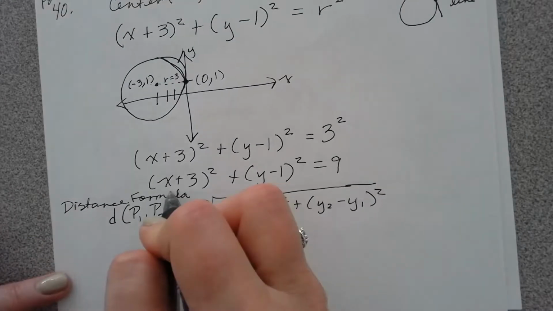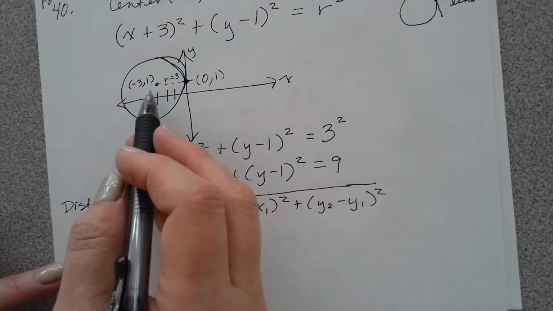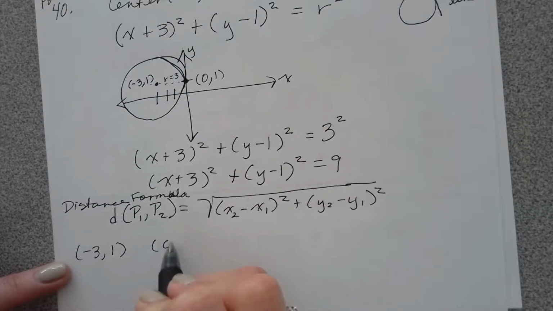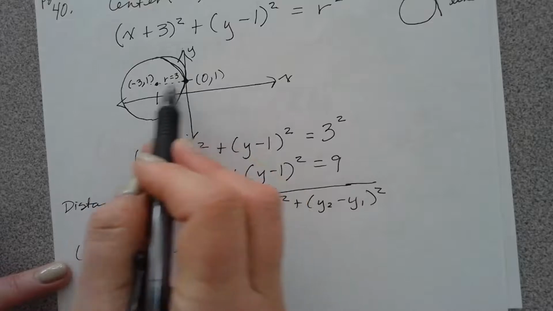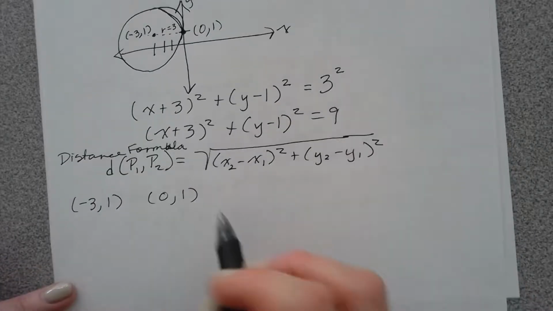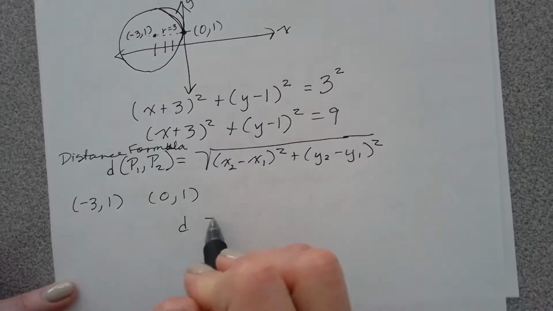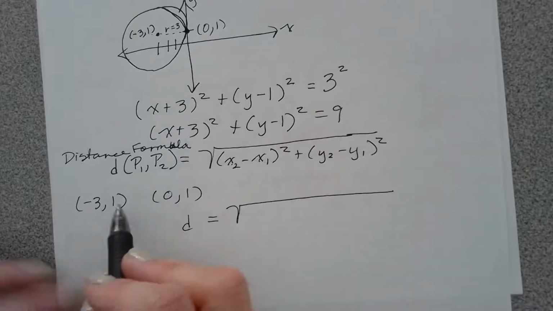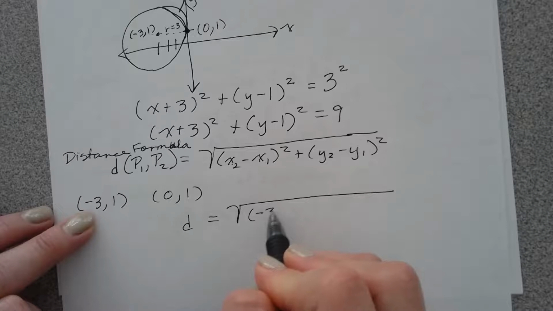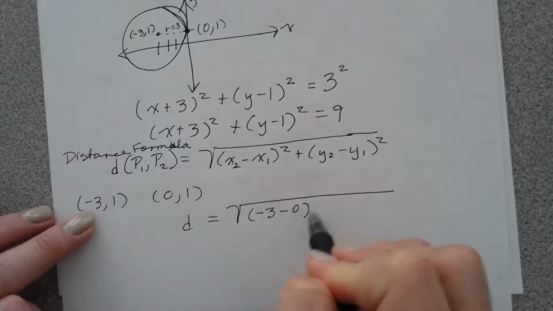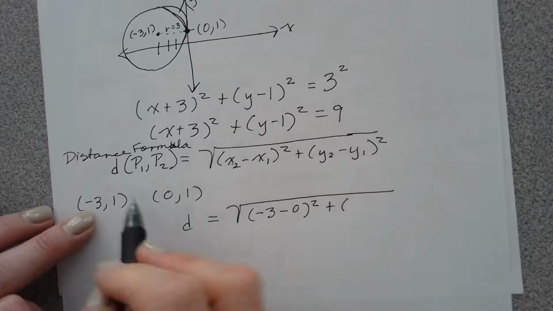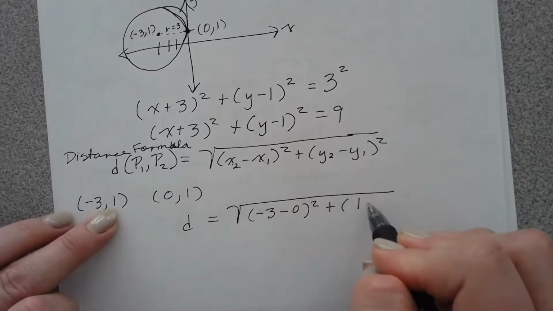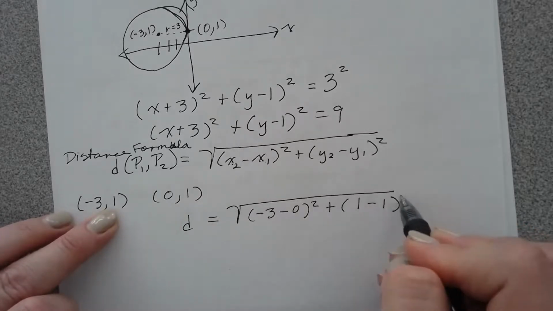Okay, so in this case, our 2 points are (-3, 1) and (0, 1). So if we want to know the distance between those 2 points, the distance would be equal to the square root of, so you do x minus x, so (-3 - 0) squared plus, and then since I used negative 3 first, I have to use the 1 first, so (1 - 1) squared.